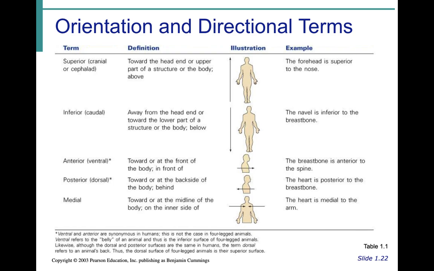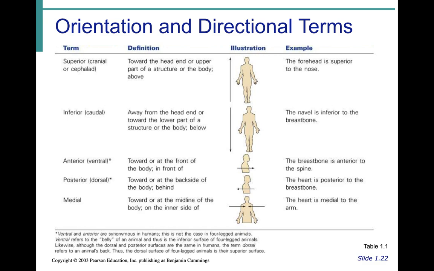So superior is towards the head or the upper part of the body. Inferior or caudal is away. Caudal I usually use more when I'm doing fish and for tail end. So superior is above, inferior is below. The example that they give is the forehead is superior to the nose. My shoulders are superior to my hips. My feet are inferior to my knees. So when you're using those two opposite terms, it's going to be above or below.